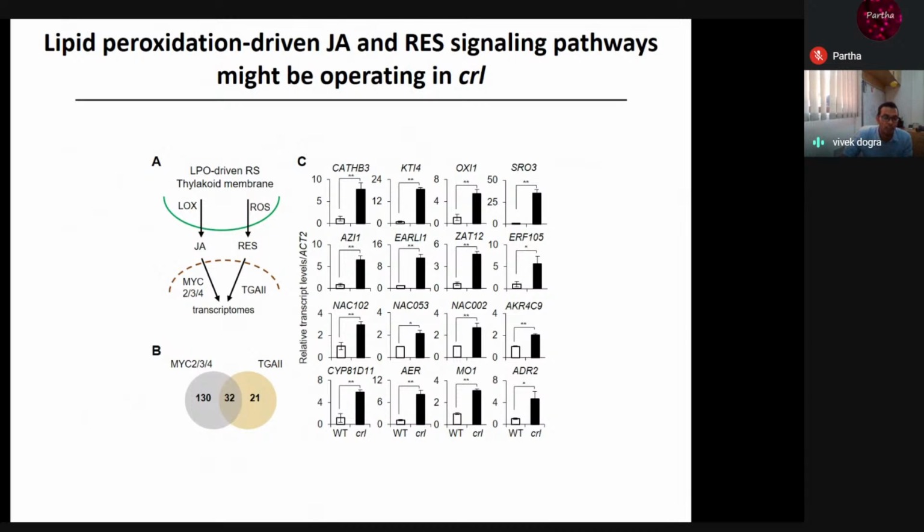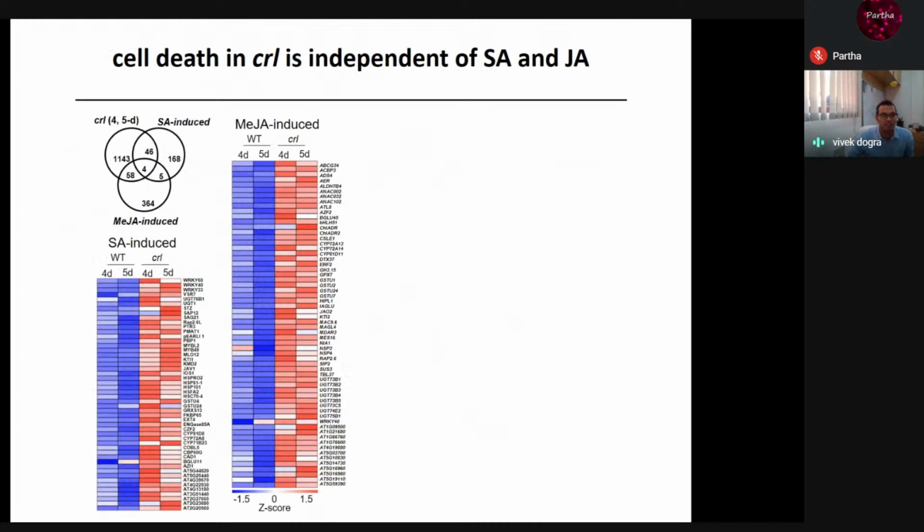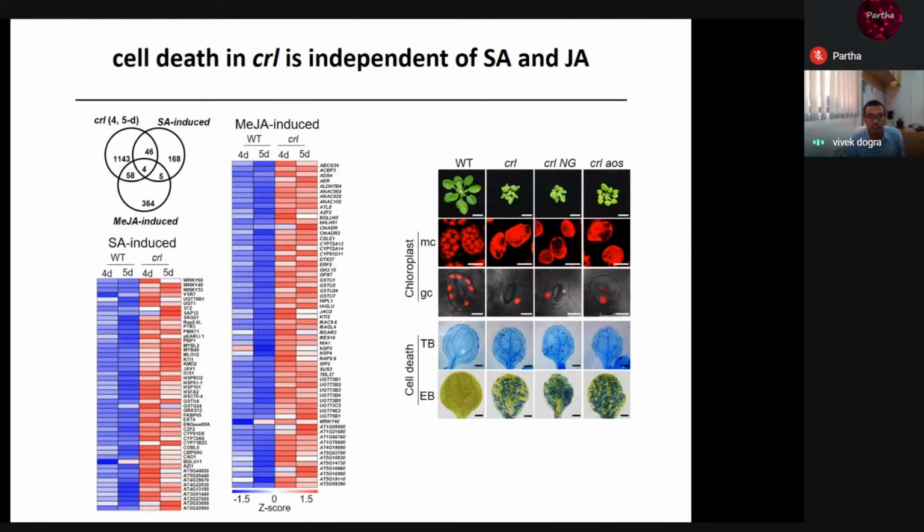Because in plants, salicylic acid and jasmonic acid are known regulators of cell death, we thought probably they could also have some function. So we tried to see how many genes could be responding to SA and JA, and there were a lot of genes. To see whether they really have a function, we again used a forward genetics approach. We crossed the CRL mutant with SA deficient and AOS deficient mutants, meaning these mutants were not having SA or JA.